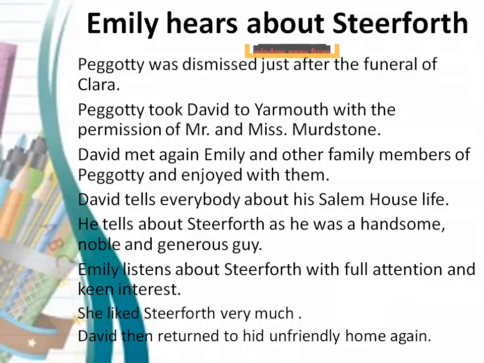So everybody asked David what happened over there, how did you find the life of Salem House. He told everything about Salem House school life. He tells about Steerforth also, as he was a very handsome, noble and generous guy. He helped him a lot, so he was very much inspired by James Steerforth. Emily listens about Steerforth with full attention and keen interest. She was very much interested in listening about him, and she was not blinking her eyelids while listening to David about Steerforth. She liked Steerforth very much, and David then returned to his unfriendly home again.